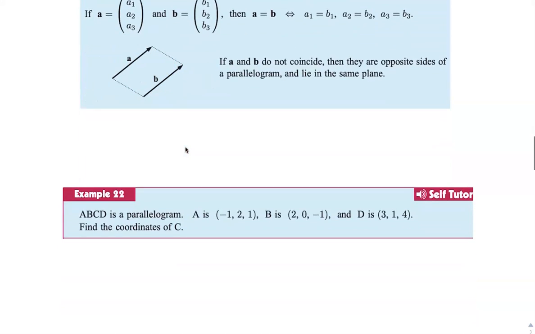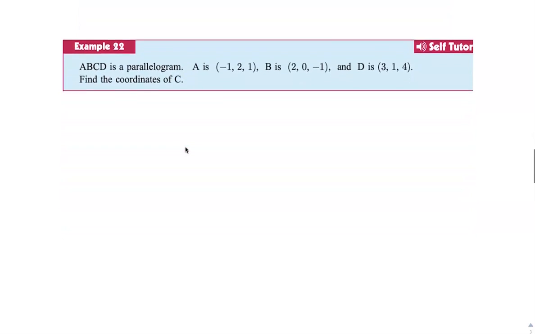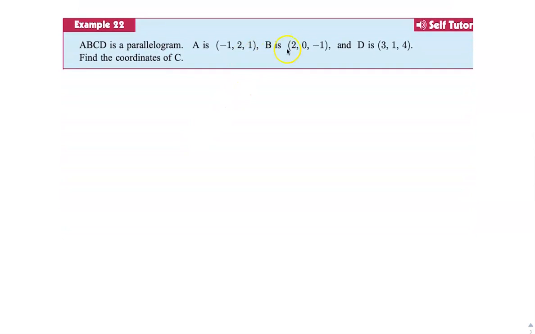And that leads us to our last question. ABCD is a parallelogram with A being this, B being that, and D being that. Find the coordinates of C. So first I like to draw my parallelogram. We're going to get something like this, with opposite sides roughly parallel. It doesn't matter where you start, but it should go in order: A, B, C, D. So I know A is that, B is that, and so on.